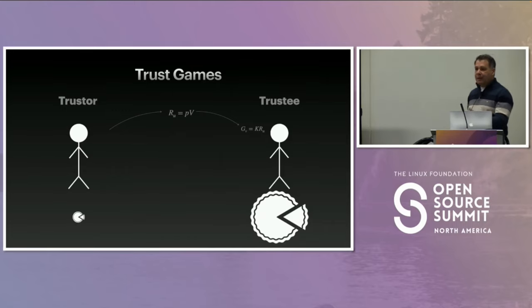Are you perceiving that the value that you received is more than what the trustor sent to you? Imagine you're paying for a software subscription, right? You may be paying like $10 for it, but is it worth more than $10 to you? Then you are net positive, right? You're gaining value over there.